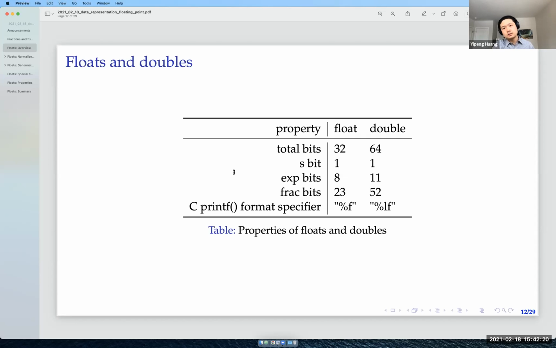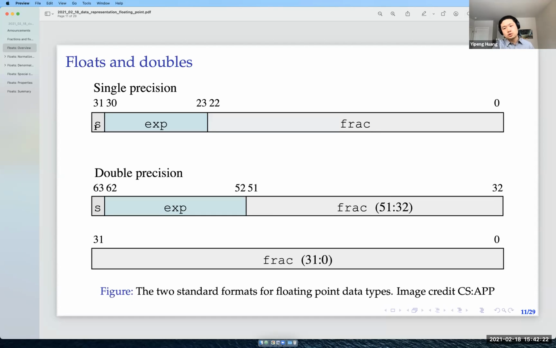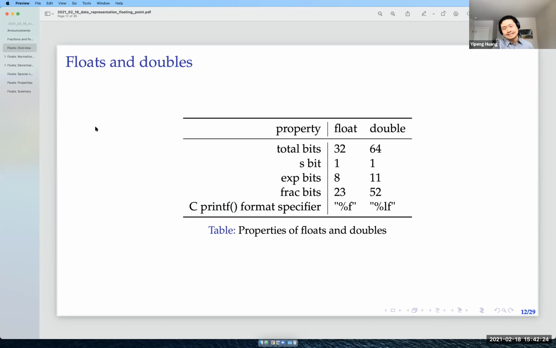In both of these, you dedicate a single bit to indicate the sign, which is if it's a positive number or a negative number. If it's a negative number, you put a 1 in the S field. If it's a positive number, you put 0 in the S field.